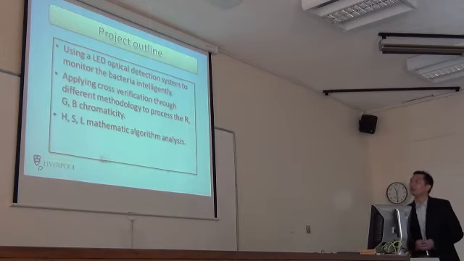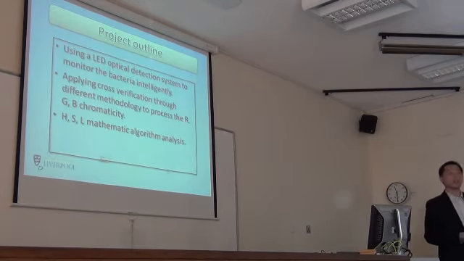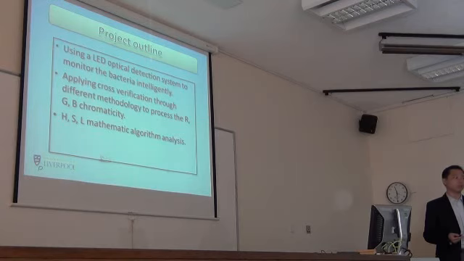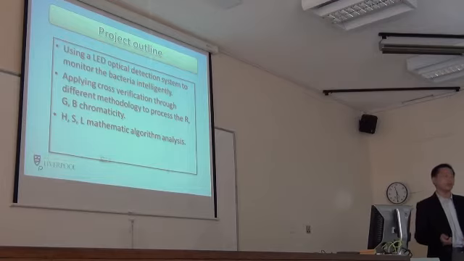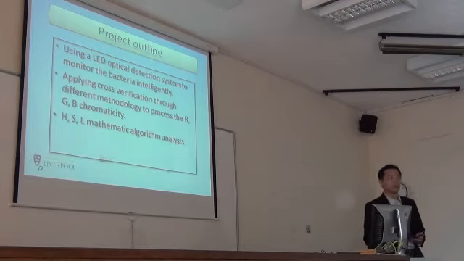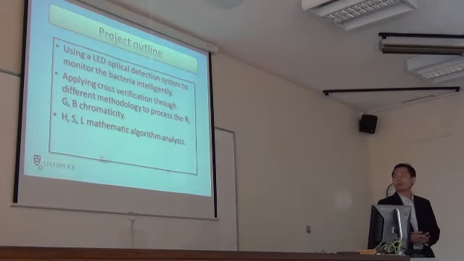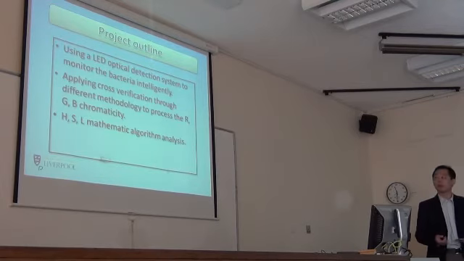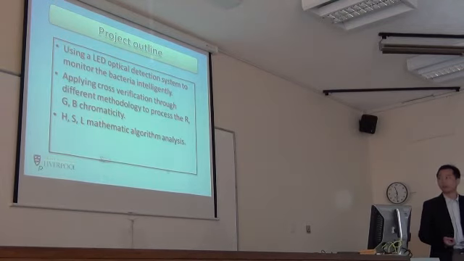So my project outline, a very general concept of my project. This project attempted to use an LED as a light source to induce fluorescence from bacteria, and we use a detector called MASET to collect the data, which is the RGB, three basic color bands, meaning red, green, and blue. And then finally, I will use a mathematical algorithm to analyze the results.